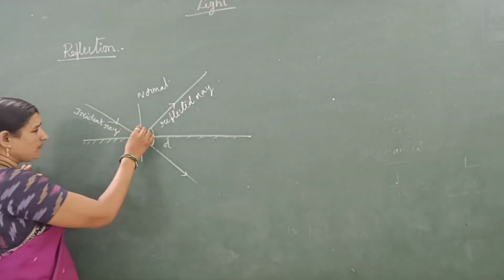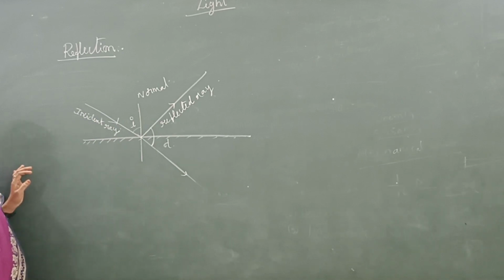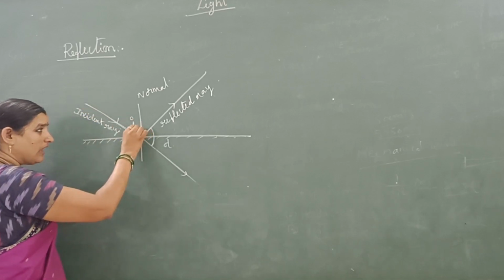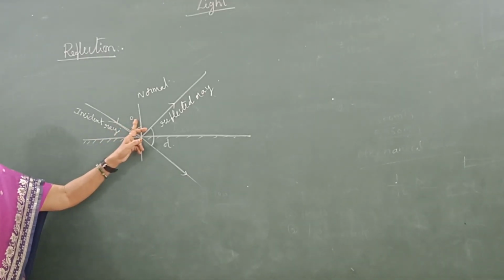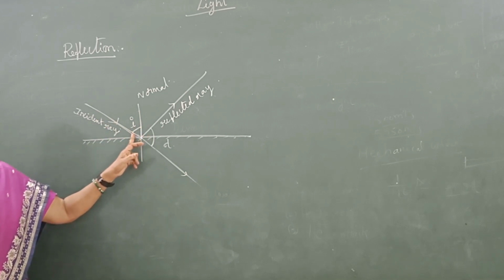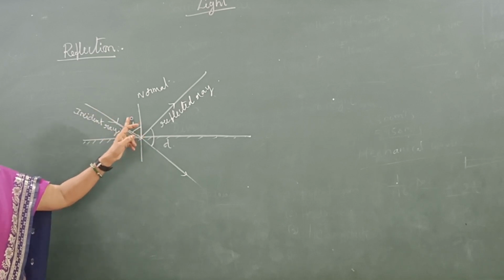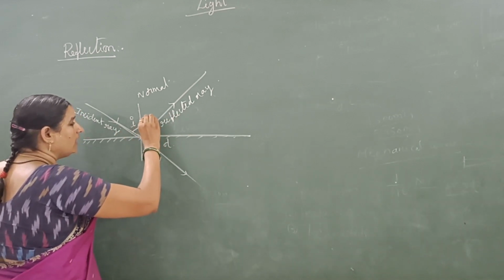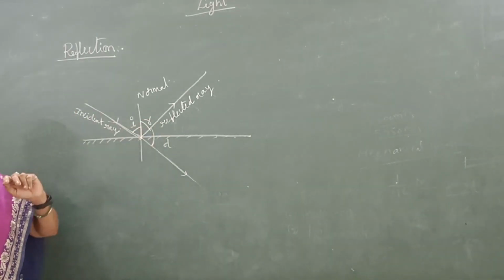Now see, angle of incidence is denoted by small i. The angle between the normal and the incident ray, you have to calculate always from the normal, is called angle of incidence or incident angle, that is i. The angle between the normal and the reflected ray is called angle of reflection, that is r.